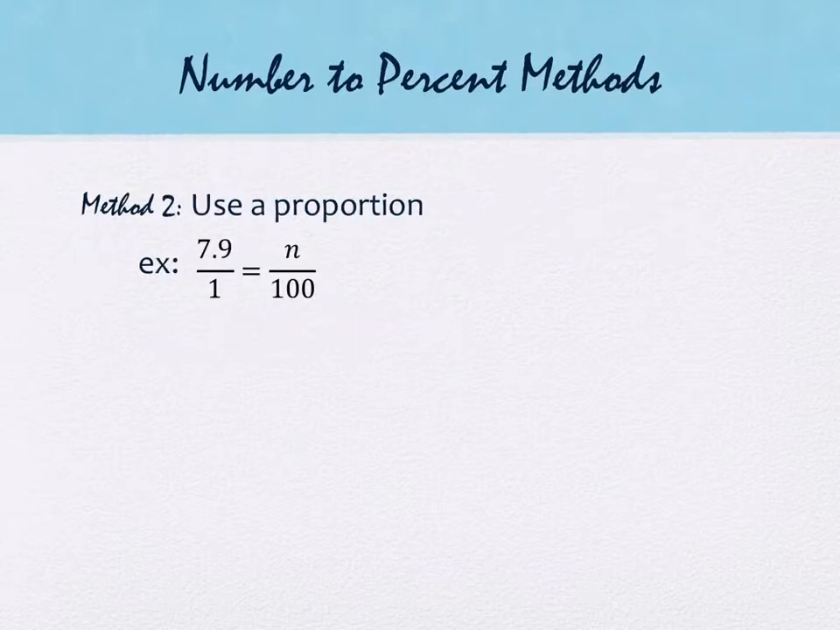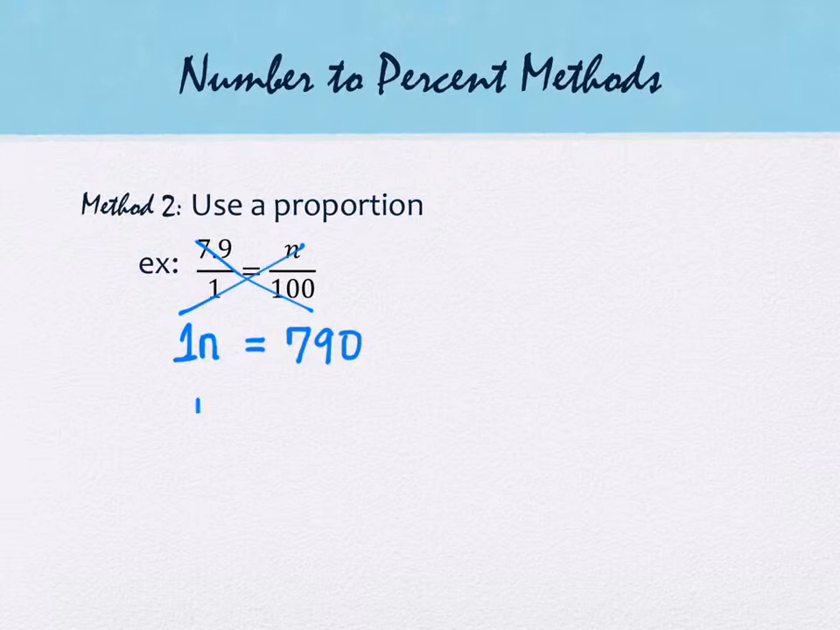The second way is to use a proportion, and a proportion feels very awkward on this question, and I totally get that, but there's an example I'm going to show you later where it feels more natural to use proportion. You'll see why. The idea is you're going to set that 7.9 over 1 equal to n over 100, and then what do we do when we have a proportion? Cross multiply. And so you would end up getting 1n, or just n, equal to 790, and that n would be this percent value, so this would be 790%.